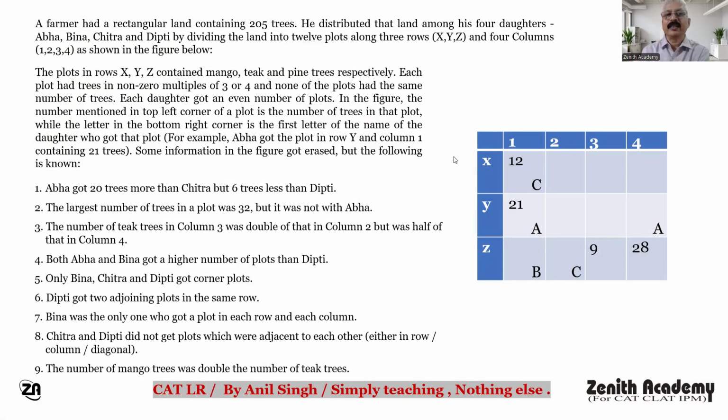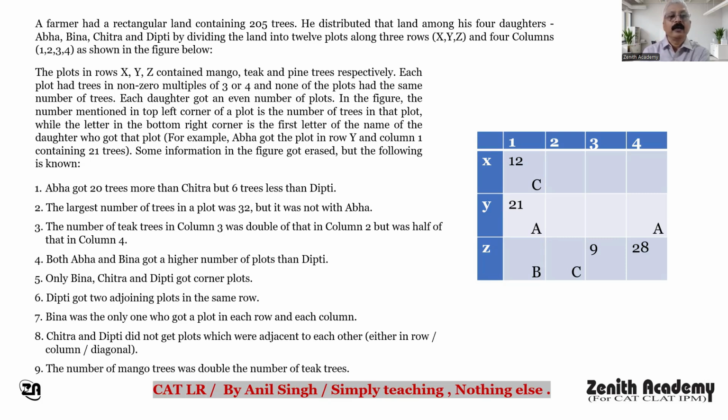This is a set of logical reasoning of CAT, and the difficulty level of this set is good. Here, many twists are hidden in the given information. I think it is a good one to attempt. My suggestion to all of you: first you attempt, then see the solutions. So let's see the set.